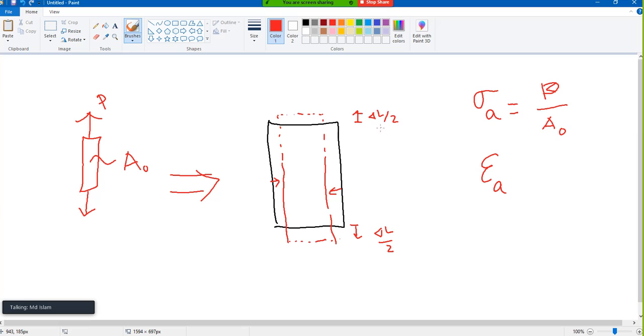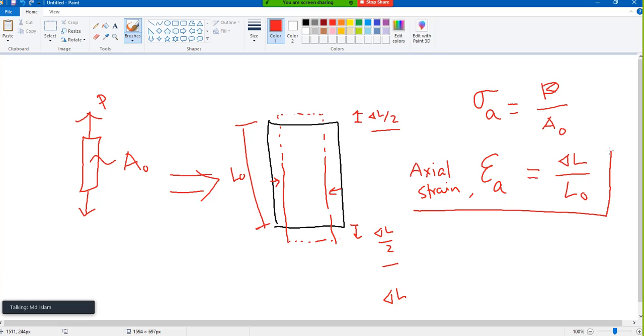Say my increase in length is delta L by 2 this side, delta L by 2 that side. So total elongation is delta L. We know that axial strain is defined as total elongation divided by original length. What is original length? That is the black portion. It is my original length or gauge length. That is called axial strain.